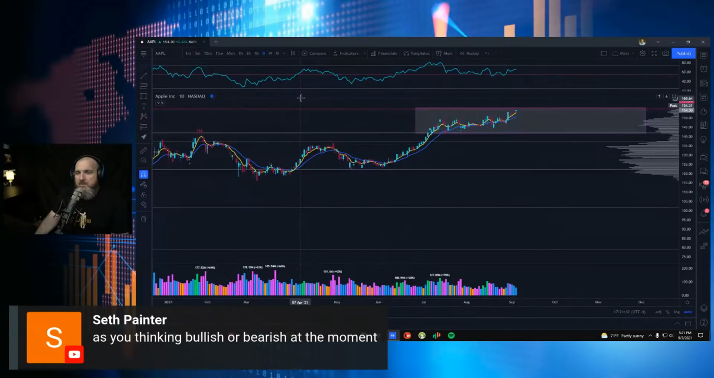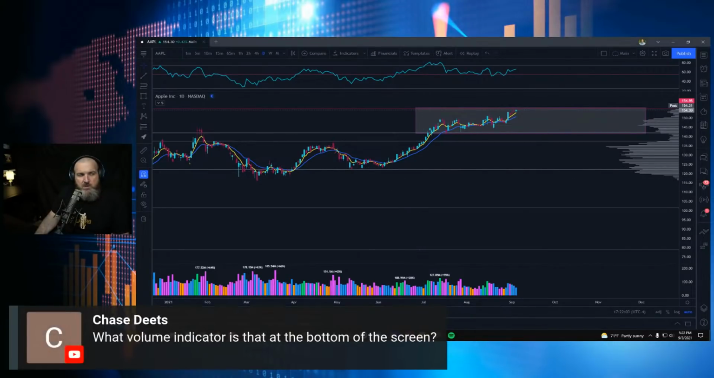And you could see that the RSI is pretty accurate as far as when I would take an entry right here. Now, if you look real closely, at first I wouldn't take an entry on the daily. If I'm taking a scalp position or things like that, I'd be on a much lower time frame. Chase says, what volume indicator is that at the bottom of the screen?